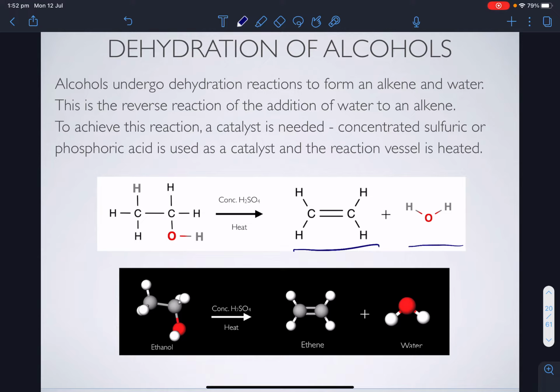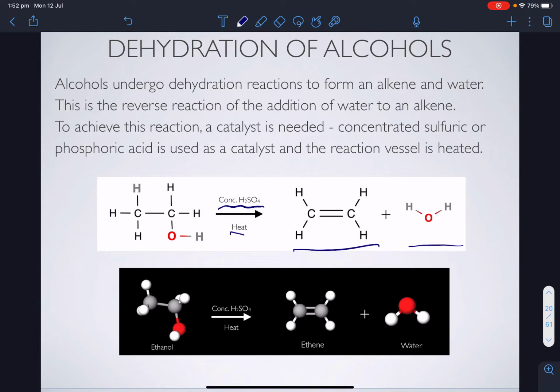Now, one note for this, we need a catalyst to do it. And here, I would like you to remember concentrated sulfuric acid and heat. It takes an awful lot to make it go the other way. Remember, to make hydration go, we need dilute sulfuric acid. To make it go in the reverse, we need concentrated sulfuric acid and heat. They're written just above and below the arrow here.